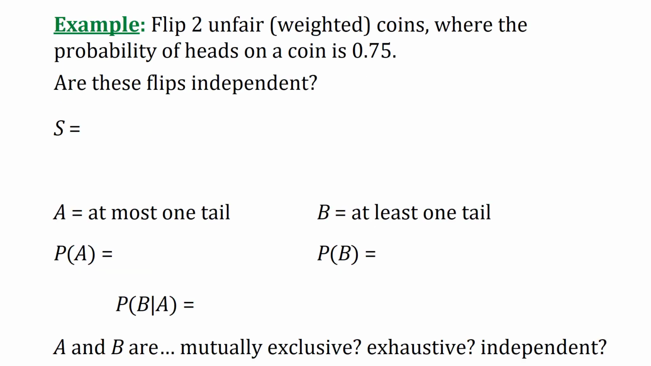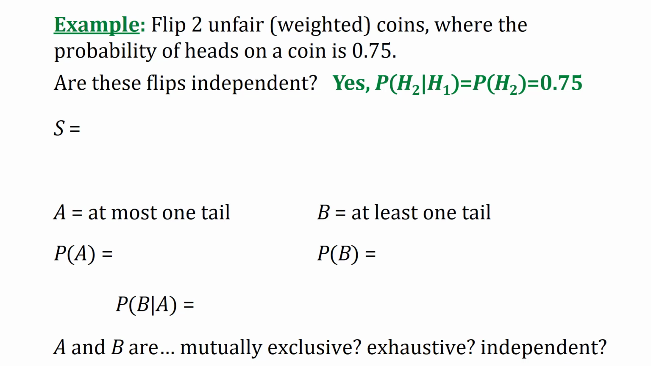Here's an example that will help us practice a lot of the stuff we've been talking about. Let's say you flip 2 coins, but these coins are weighted, they are unfair. And so the probability of heads on a coin is 0.75. The first question is, are these flips independent? So does what happens on the first flip tell me anything about what's going to happen on the second flip? Let's say I got heads on the first flip. Does that change the probability of getting heads on the second flip? No, it's still 0.75. So these flips are independent.